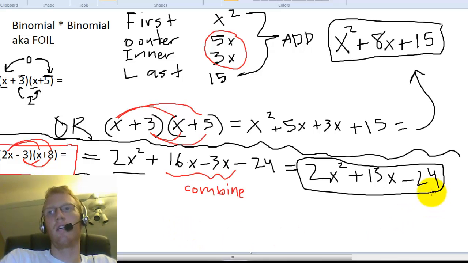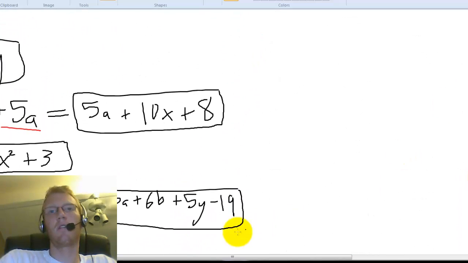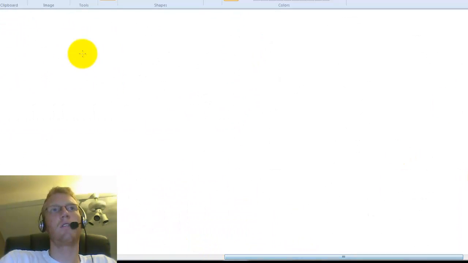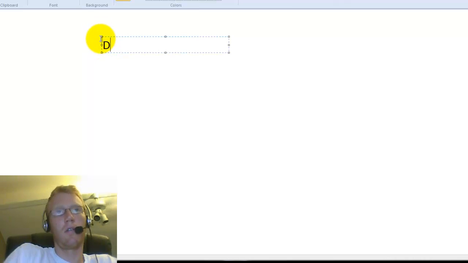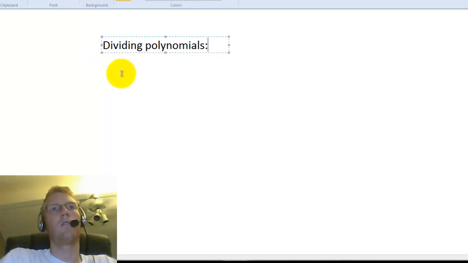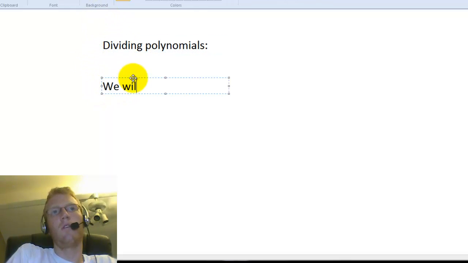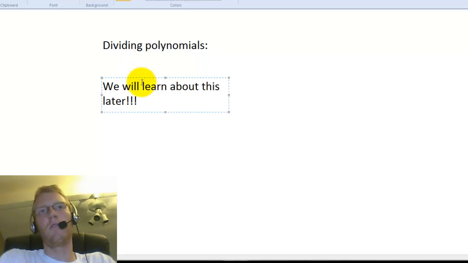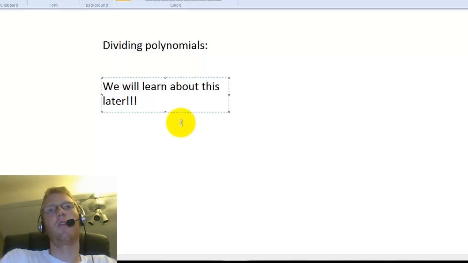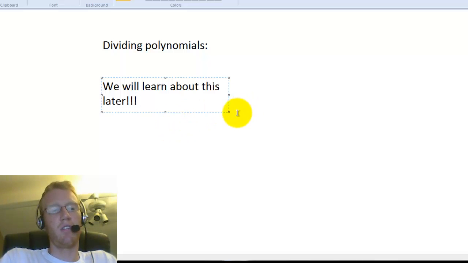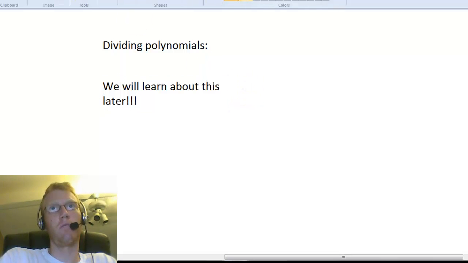And the last thing I'll say is, if you want to divide polynomials, what do you do? We will learn about this later. It's a little bit trickier when you're trying to divide polynomials. Let me show you what you can't do, just so that you know now what not to do, although hopefully that won't mess you up at all. Let me give you an example.